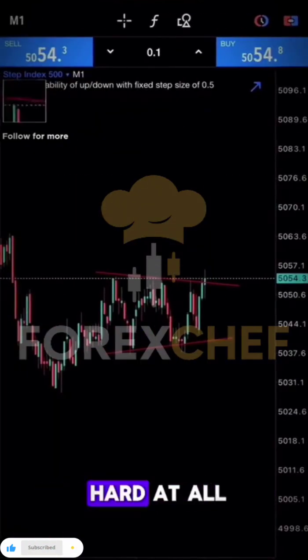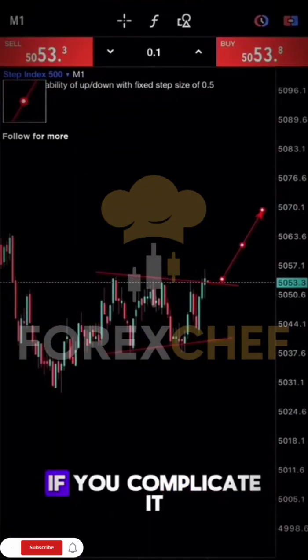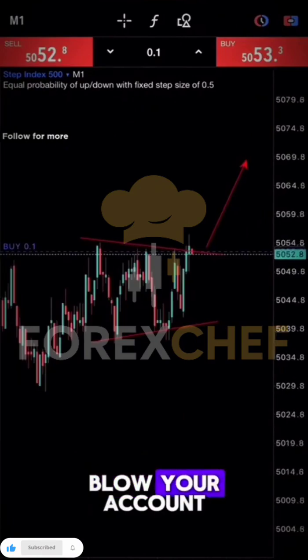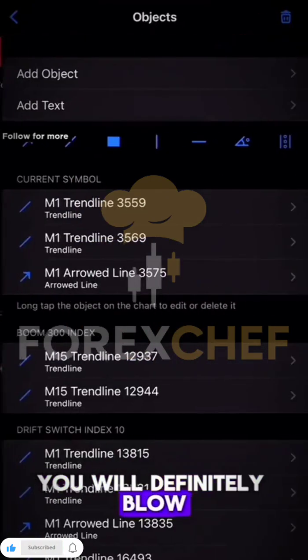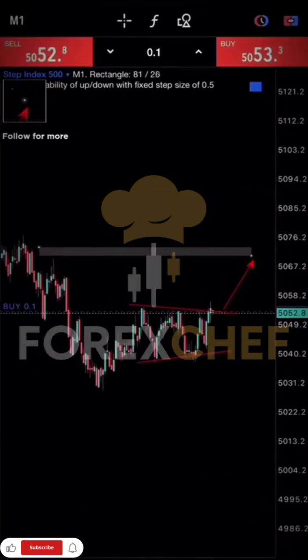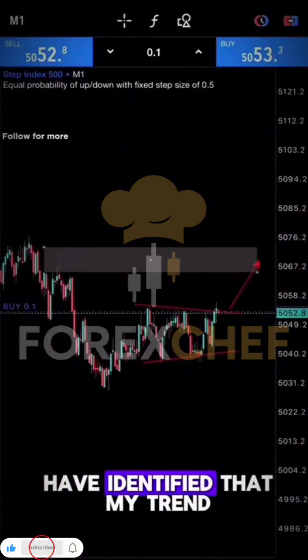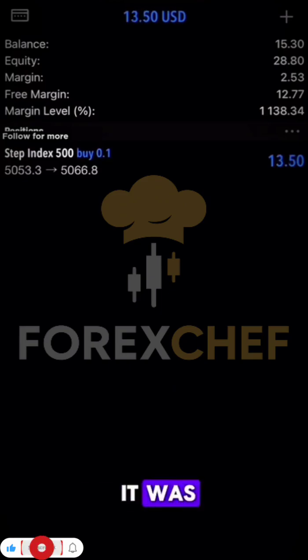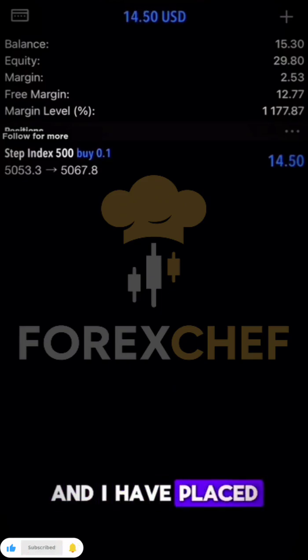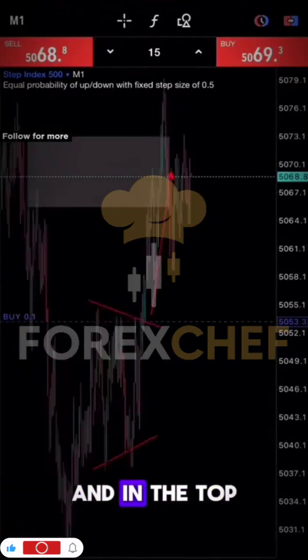The strategy is not hard at all, it's very simple, but if you complicate it, you will manage to blow your account, and if you ignore the simplest of details, you will definitely blow your account. So over here, I've identified my trend, I've identified the type of trend it was, and I have placed my suitable trend line in the bottom and in the top.